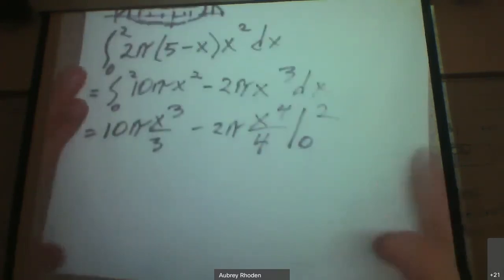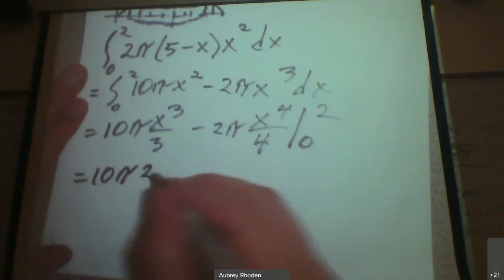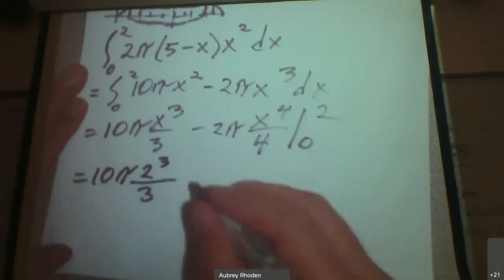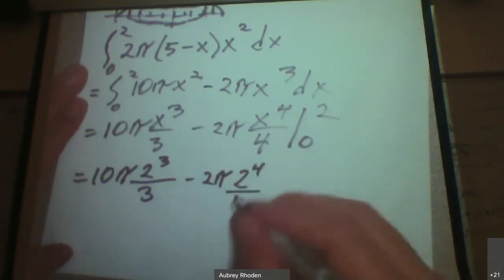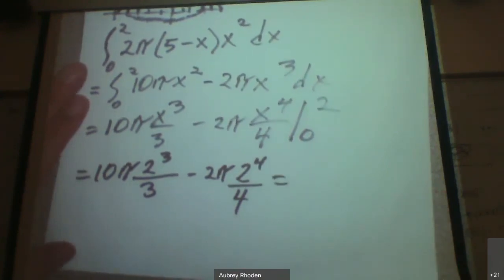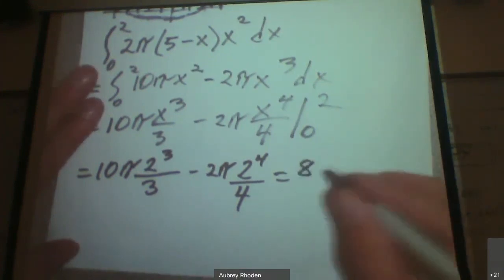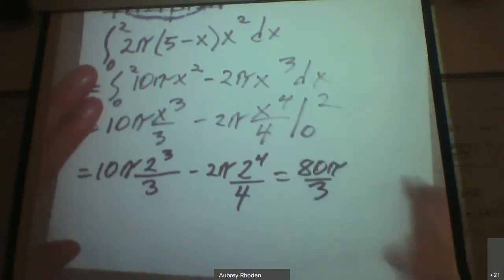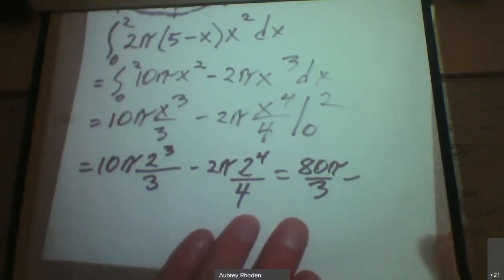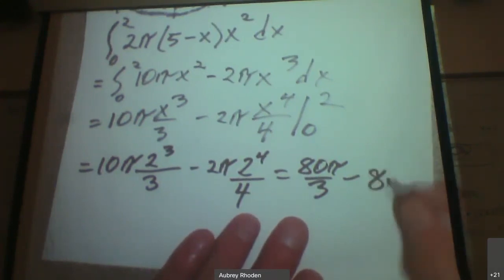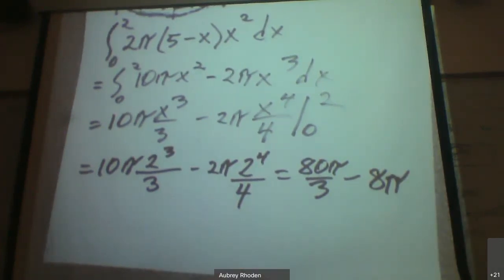All right, so that would equal 10 pi times 2 cubed divided by 3, then minus 2 pi times 2 to the 4th divided by 4. Okay, now 2 to the 4th divided by 4, that's 16 divided by 4, which is 4. This is probably just a nice little answer. We can leave it at this. Okay, so that's actually the answer to that problem.